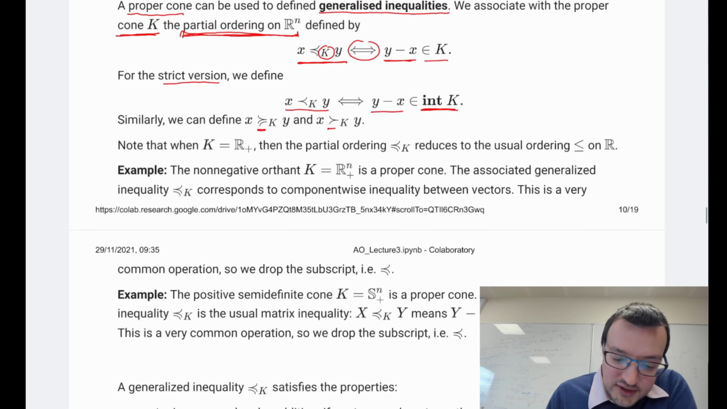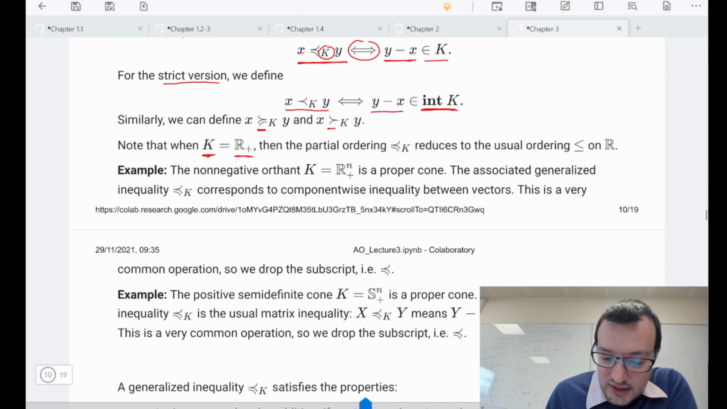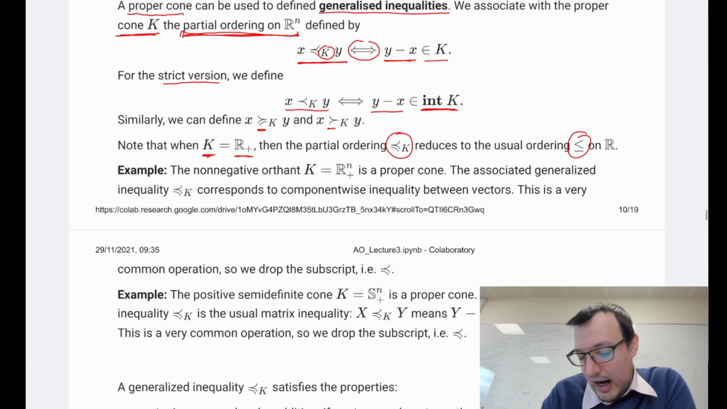Of course, when the cone K is just R plus, then we have the standard ordering. So essentially, this symbol reduces to less equal on R, the normal inequality.